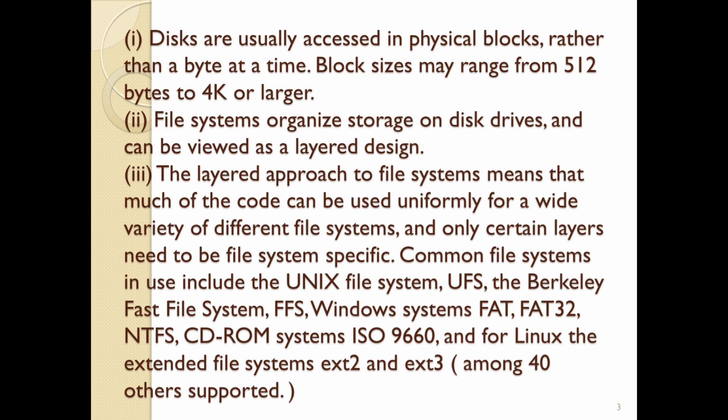File systems generally organize storage on disk drives and can be viewed as a layered design. The layered approach means that much of the code can be used uniformly for a wide variety of different file systems, and only certain layers need to be specific. Common file systems include UFS, the Berkeley Fast File System (FFS) in Unix, FAT, FAT32, NTFS in Windows, and ISO 9660 for CD-ROM systems, etc.